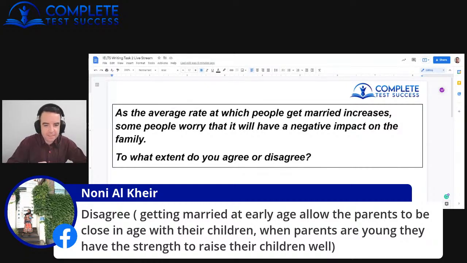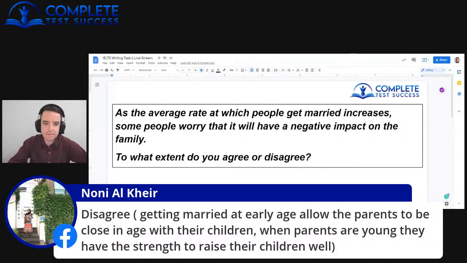So, Noni, disagree. Getting married at an earlier age allows the parents to be close in age with their children. That's a bit vague, Noni. So, what are the implications of that? Firstly, you're disagreeing that it has a negative impact because they're closer in age. But what's the benefit of being closer in age? It's relevant, but it's not specific. There must be some reason why you think it's better for the parents and the children to be closer in age. So not specific enough at the moment, but just consider why you think that.